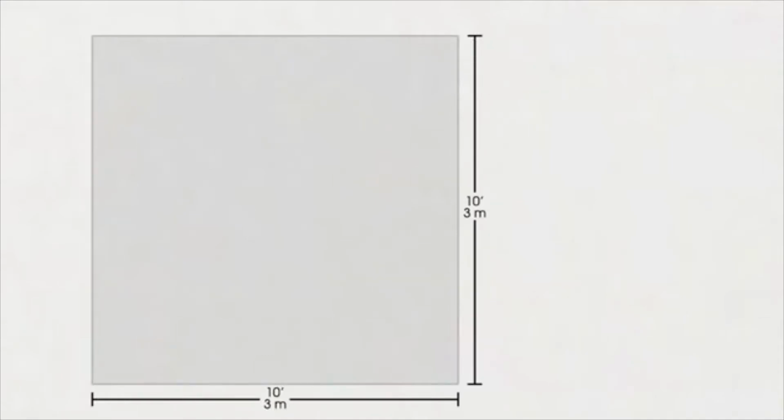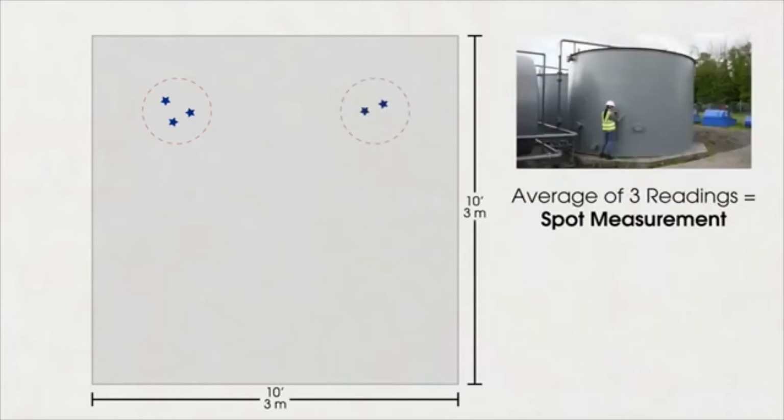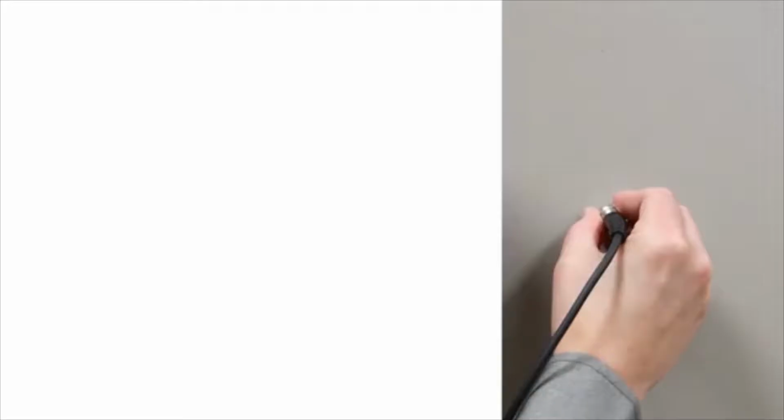For each 100 square foot area being measured, take at least 3 readings in a 1.5 inch diameter circle and average together. This is referred to as a spot measurement. This process is repeated 5 times, and the average of the 5 spot measurements is calculated to determine the area measurement. The spot and area measurements are then compared to the acceptance criteria in the SSPC-PA2 document.